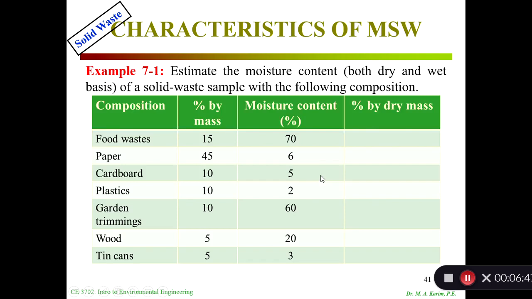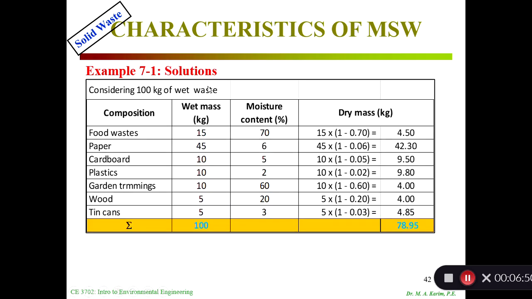Now let's go ahead and solve the problem. I considered 100 kg of the waste. Food waste, since it is 15%, would be 15 kg out of 100 kg, and so on. If I add them up, it is 100. The moisture content is given. Now here is the dry mass. With 70% moisture, 30% would be solid. So 15 times 30%, which is 1 minus 0.7, I get 4.5 kg here. Similarly, I get 42, 9.5, 9, 4.5. If I add them up, I get 78.95 kg.